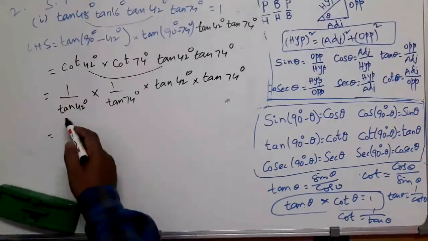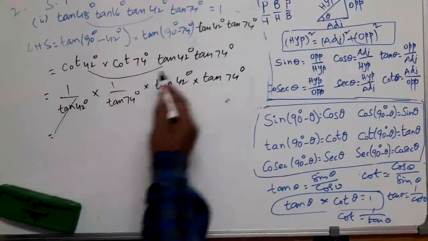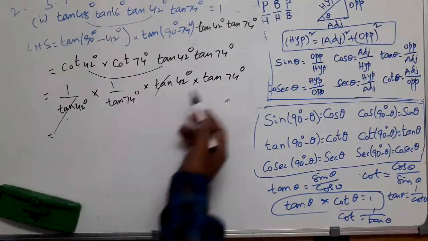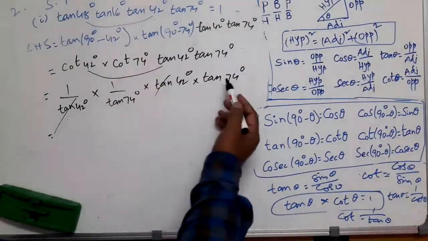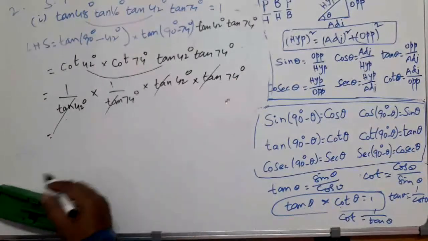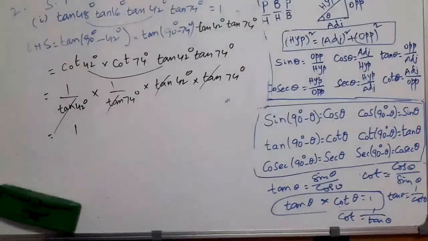Yes. These two are equal. Numerator and denominator get cancelled. In the same way, these two are equal, tan 74 degrees, tan 74 degrees. They also get cancelled. So your answer is again 1.